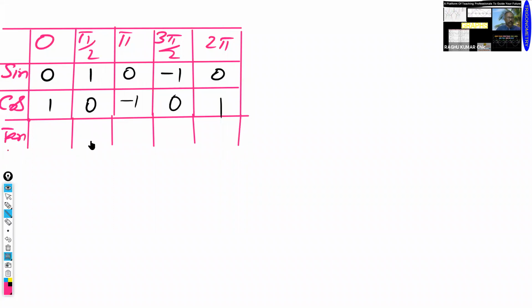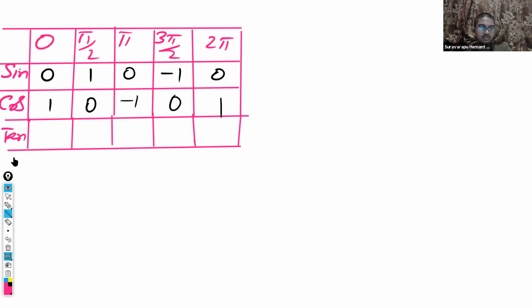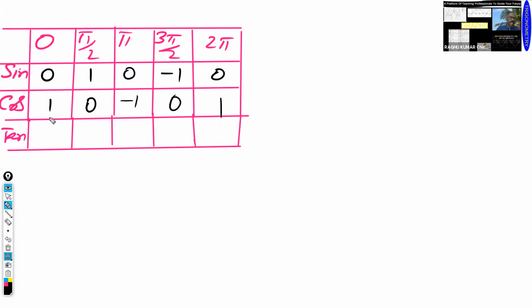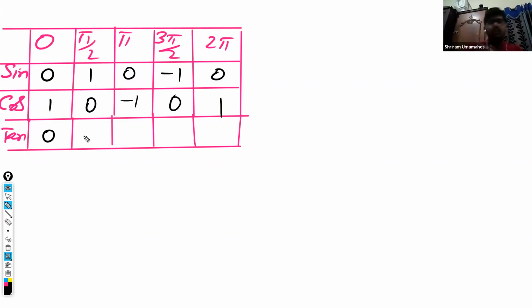So here, let me understand from you what is tan 0, please. Tan 0 is 0. Good. Let us come to Sriram now. Sriram, tan 0, 0 by 1. 0 by 1 is 0. Come on, tell me what is tan pi by 2, please. It is said to be 1. No, undefined. Not defined.